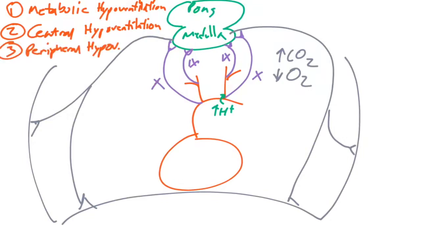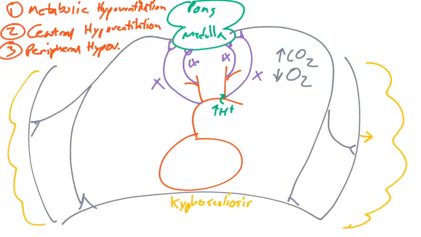Peripheral hypoventilation is anything that restricts the full expansion of the thoracic cavity. So if the patient is very obese, they just have a lot of fat on them that they're carrying around, then it would be very hard to expand the thoracic cavity fully. Also, if the patient has kyphoscoliosis, the spine will actually directly inhibit the full expansion of the thoracic cavity. So this is peripheral hypoventilation.